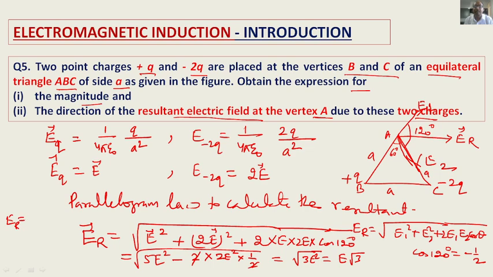So what E is? Q by 4 pi epsilon 0 A square. So you can say that root 3 Q by 4 pi epsilon 0 A square will be the resultant electric field magnitude. Magnitude also we can find, and direction of the resultant electric field will be in this direction, okay, towards minus 2Q. It will be towards minus 2Q.